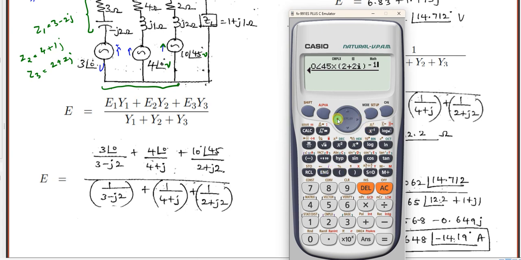I'll repeat once again. I calculated 3 angle 0 into, within a bracket, 3 minus 2j inverse, plus 4 angle 0 into 4 plus j inverse, plus 10 angle 45 into 2 plus 2j inverse. Okay, divided by 3 minus 2j inverse, plus 4 plus j inverse, plus 2 plus 2j inverse. So divide by the denominator.